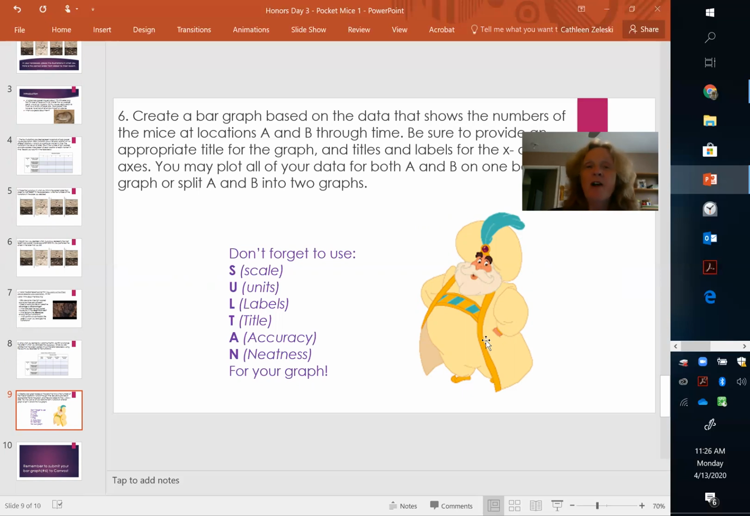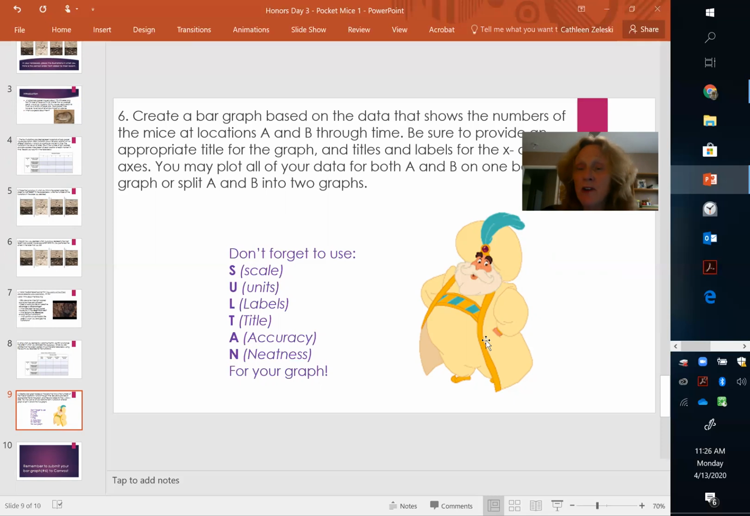So create a bar graph based on the data that shows the number of the mice in locations A and B through time. Be sure to provide all the appropriate stuff, like the title for the graph, the labels. For those of you familiar with Sultan, I think all of you are from middle school. Don't forget to give me a scale, number of units, labels, title, accuracy, neatness for your graph. I do prefer you do this on graph paper.